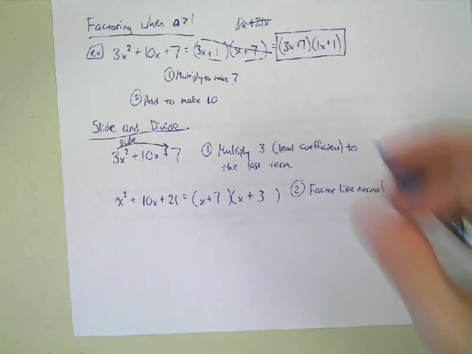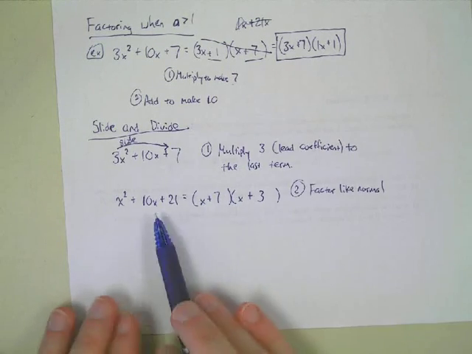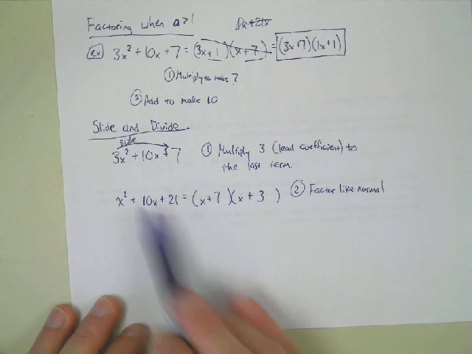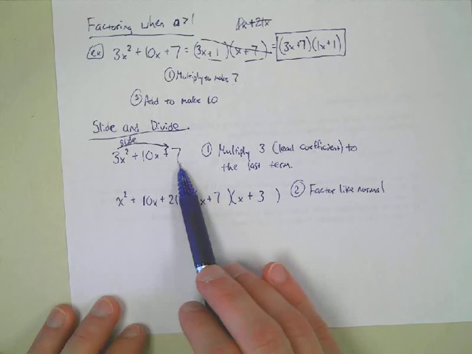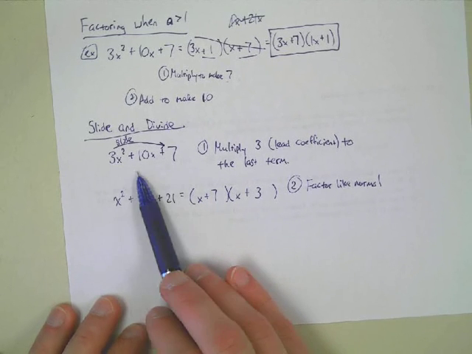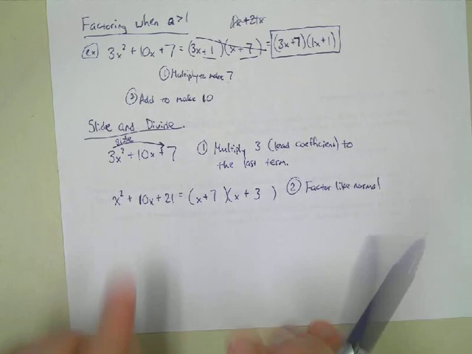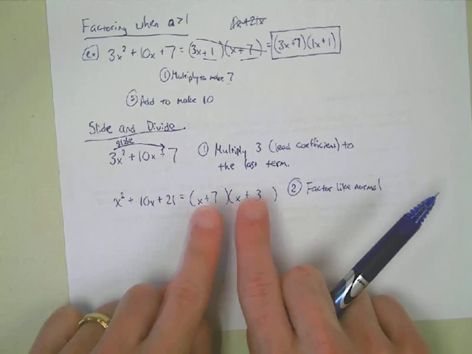Again, remember I told you that this quadratic, x squared plus 10x plus 21, is not equal to this quadratic. And so therefore, this, 3x squared plus 10x plus 7, is not equal to x plus 7 times x plus 3. So these two things are not equal. This is not your final answer, but we're almost done.